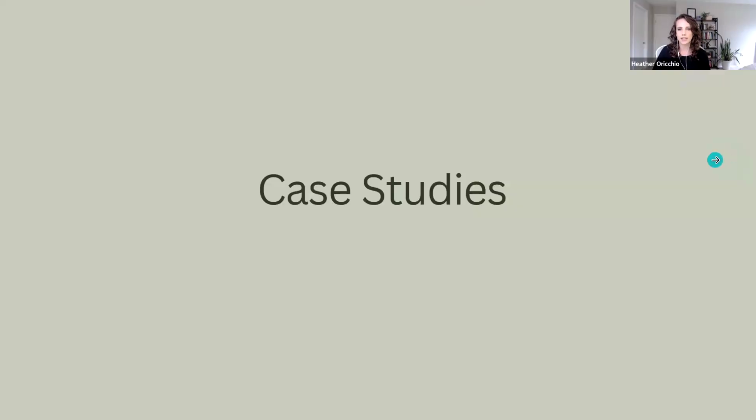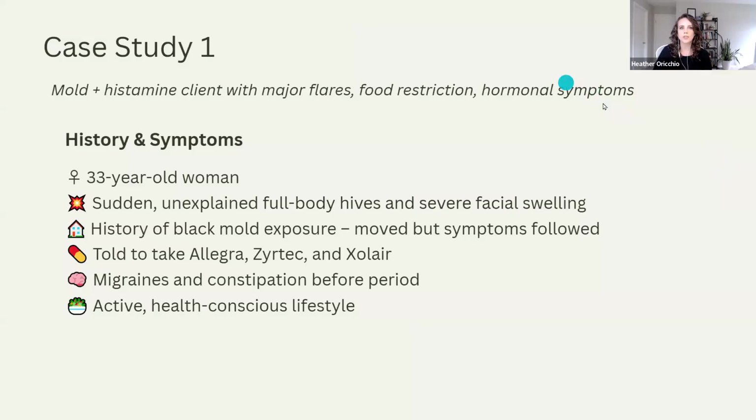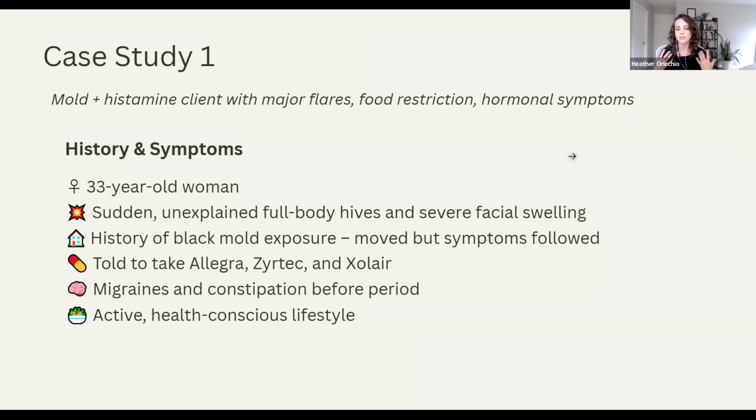So getting into the case studies. The first client is a 33-year-old woman. She had sudden, unexplained full body hives, severe facial swelling, and severe lip swelling. She did have a history of black mold exposure, though she wasn't living there anymore. She was told to take Allegra, Zyrtec, and Xolair. This is very common. She did have migraines and constipation before every period.